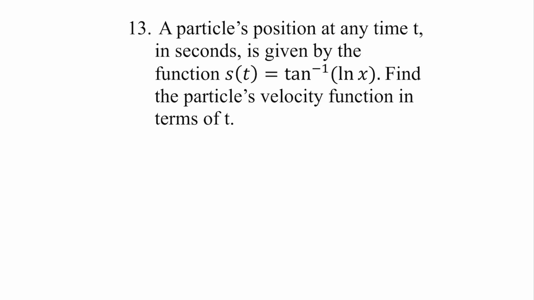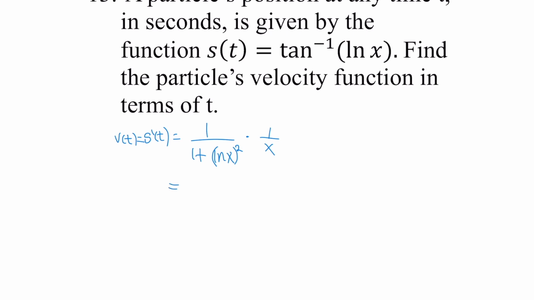Okay, it says a particle's position at any time t in seconds is given by a function s of t equals tangent inverse ln x. So let's find a velocity function. v of t is equal to s prime t, which is going to be equal to the tangent inverse formula, which is going to be 1 over 1 plus ln x to the power of 2, and then we're going to multiply this by 1 over x, right, because of chain rule. So we basically have 1 over x times 1 plus ln x to the power of 2.